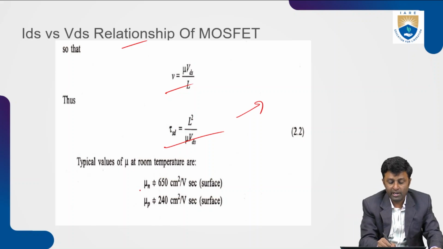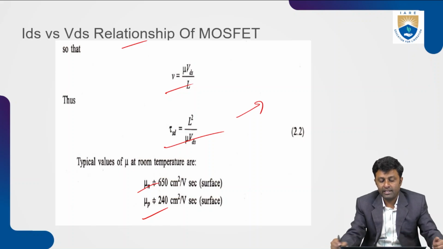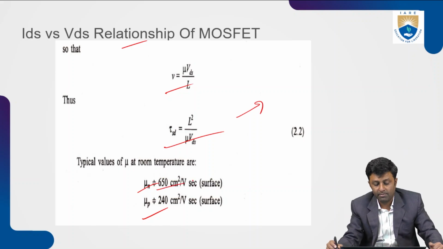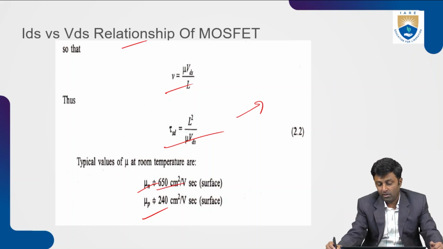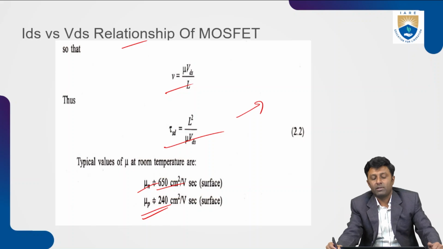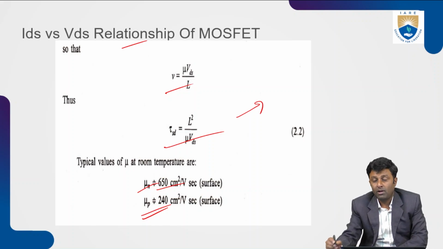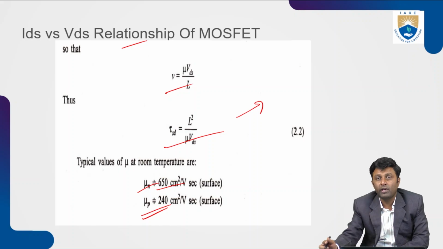Here mu n and mu p are the mobilities of electron and hole, which are constants: mu n is 650 centimeter square per volt-second, and mu p is 240 centimeter square per volt-second. This is on the surface. So these are the two constants, mu n and mu p.